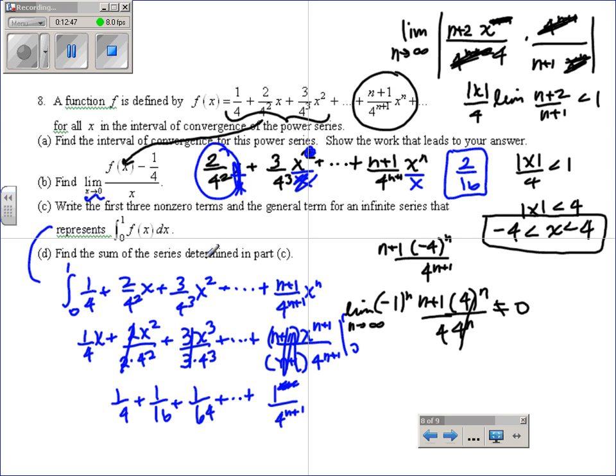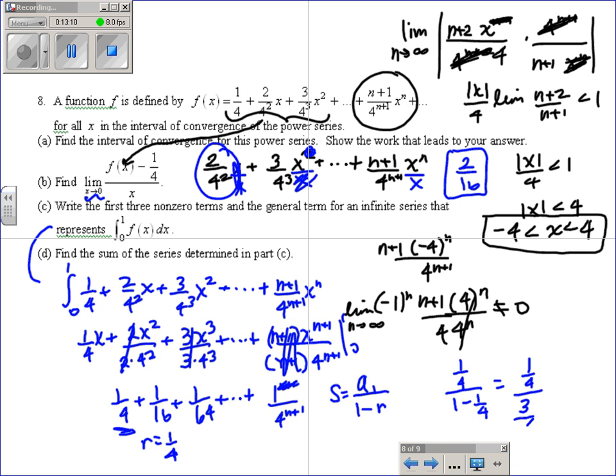Find the sum of the series determined in part C. Okay, so looking at this, it is a geometric sum, and the ratio is 1/4. And the first term is 1/4. So it's a times 1 over 1 minus r to find the sum of the geometric series. So it'd be 1/4 over 1 minus 1/4. That's 1/4 over 3/4. So it'd be 1/4 times 4 over 3, so the answer would be 1/3.